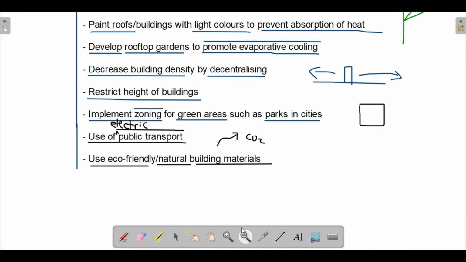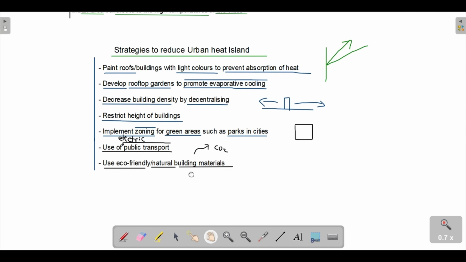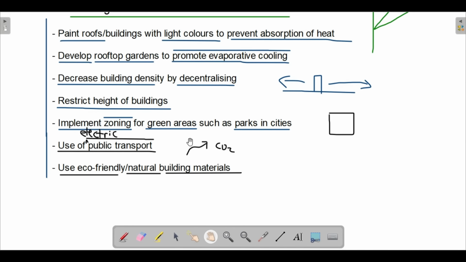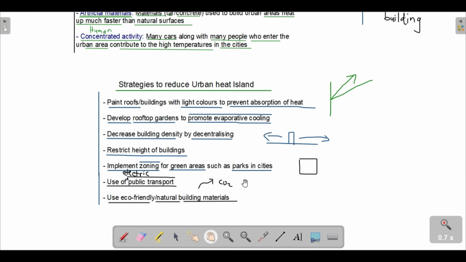There's much more variety of materials that are strong enough that we can use to build our buildings instead of tar and concrete and all of these materials that retain heat, that absorb a lot of heat. Okay, so these are some of the strategies to reduce urban heat island.